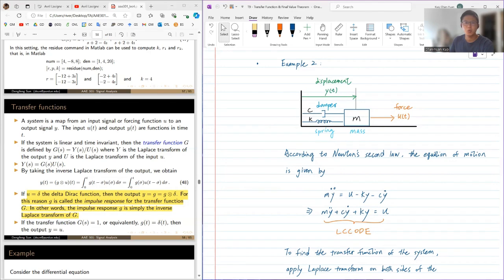In the second example, we will find the transfer function of the mass spring damper system. According to Newton's second law, the equation of motion of the system is given by m times y double dot equals u minus k times y minus c times y dot. And if we move all the terms related to the output y(t) to the left-hand side of the equation, we will get the LCC ODE m times y double dot plus c times y dot plus k times y equals u.